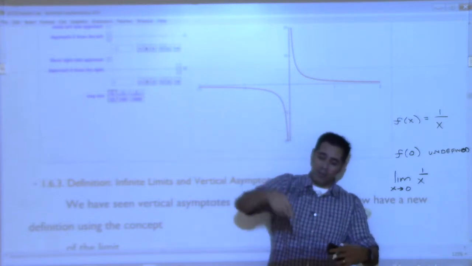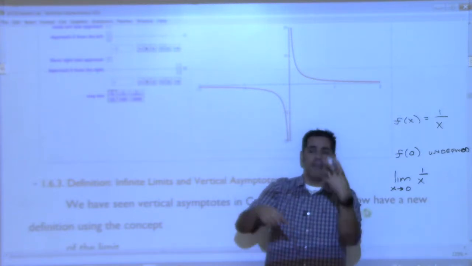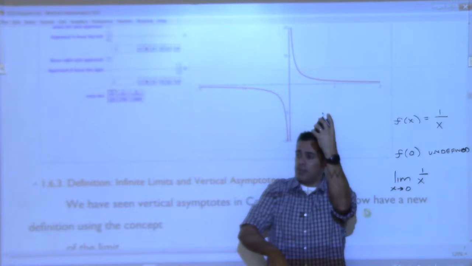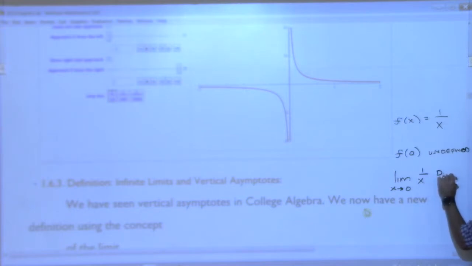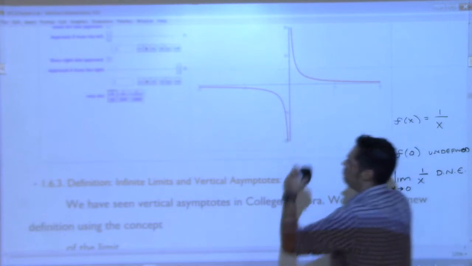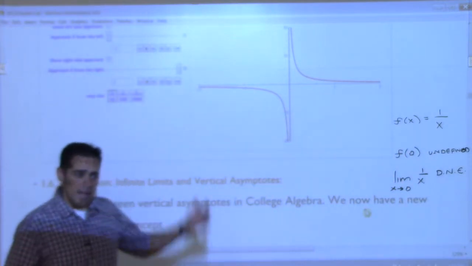Oops, got it the other way. One side goes down, the other side goes up, right? They are going to different places. And therefore, we will say that this limit, we don't say undefined, we say does not exist. D-N-E, does not exist. So always reserve does not exist for limits, and only use undefined when you're trying to plug numbers into a function. All right? So this limit would not exist because from the left and right, you go to two different places. Does that make sense?